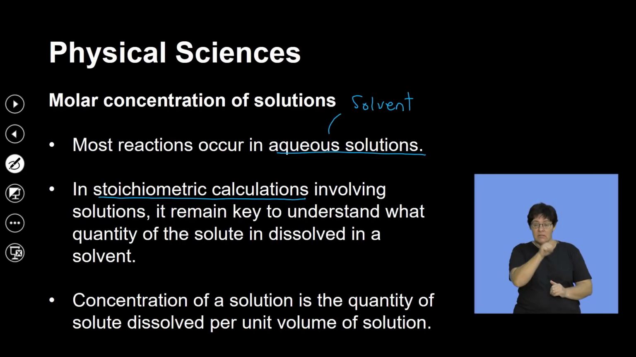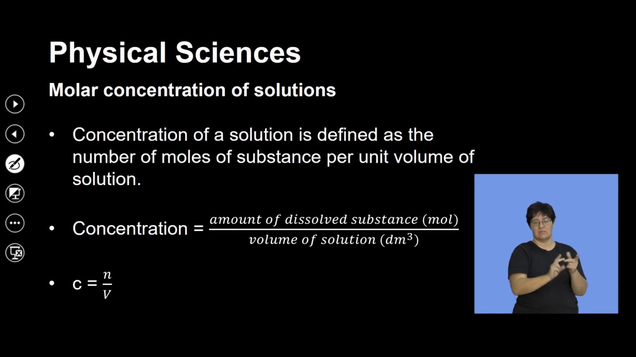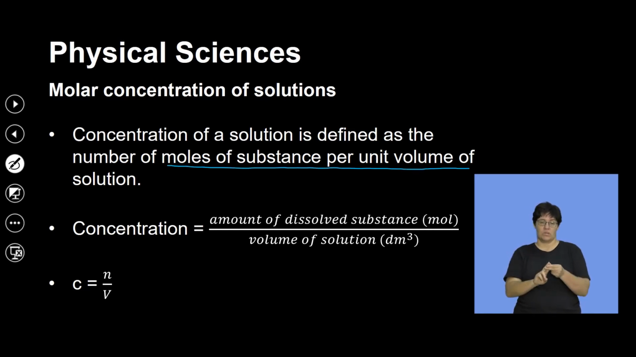In these stoichiometric calculations involving solutions, it remains key to understand what quantity of the solute is dissolved in a solvent. Concentration of a solution is an indication of the quantity of solute dissolved per unit volume of solution. Let's look in more detail at what concentration is all about. In terms of definition, concentration of a solution is defined as the number of moles, because the mole is actually a number, okay? So it's the moles of substance per unit volume of solution.